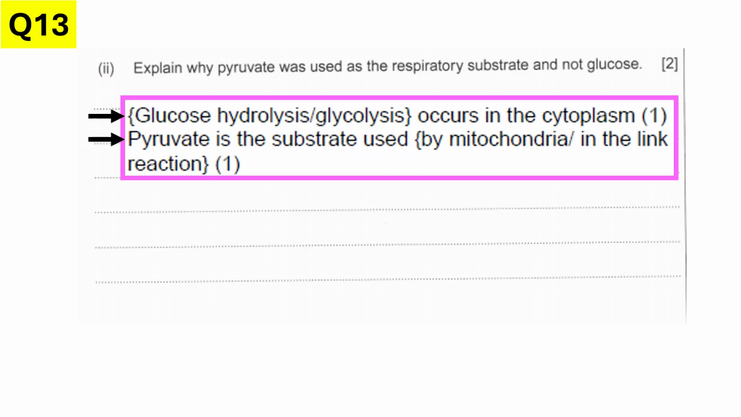So number one, glycolysis is in the cytoplasm. That's where all the enzymes for that glycolysis are. Glucose is the substrate for that. Pyruvate has to be added to mitochondria because it's got carrier proteins that get inside, whereas glucose can't. And then it's got the link reaction in the matrix.